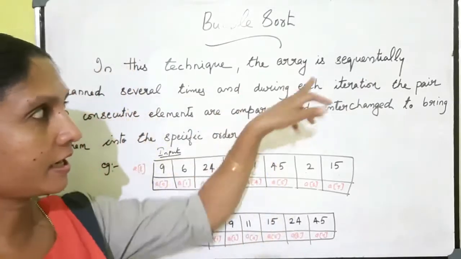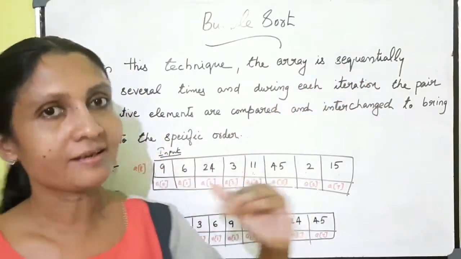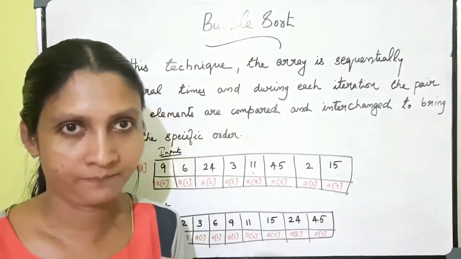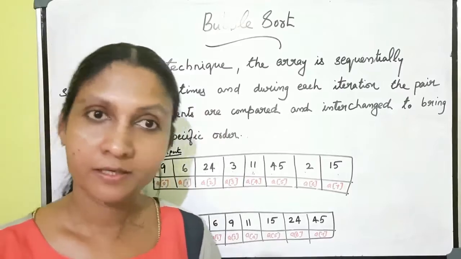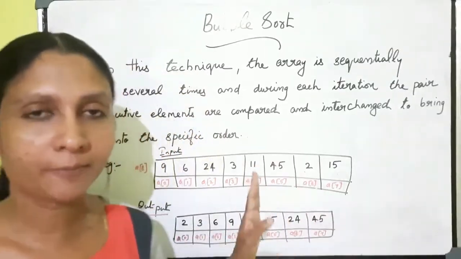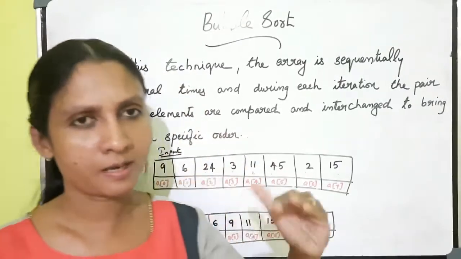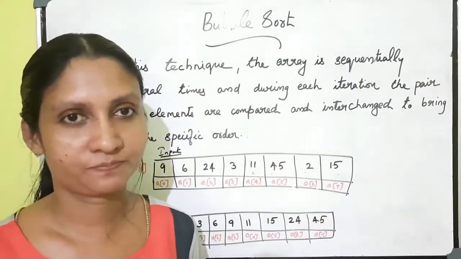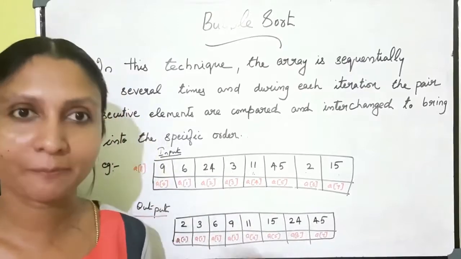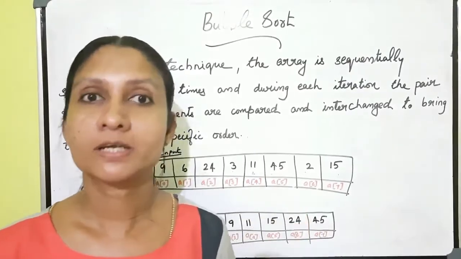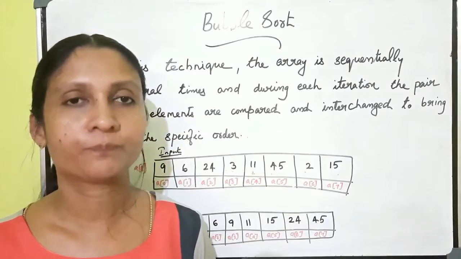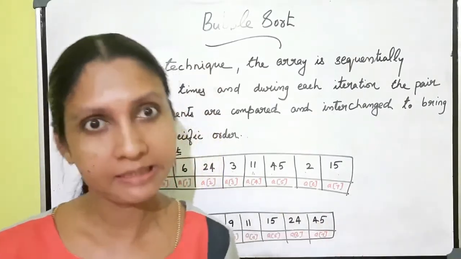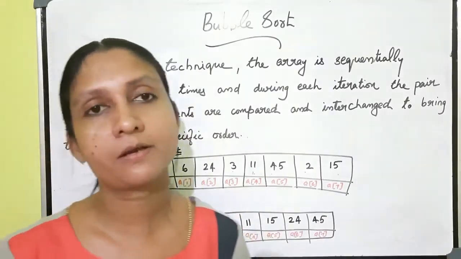In this technique, the items are sequentially compared and interchanged. In this bubble sort technique, adjacent elements are compared. There are different types of techniques, but in this technique, adjacent elements are compared. If it is greater or lesser, it will be interchanged. After all interchanging and comparing, you will get the final output. Understood, all of you? It will take a lot of time compared with other techniques, but this is the simplest and first method.